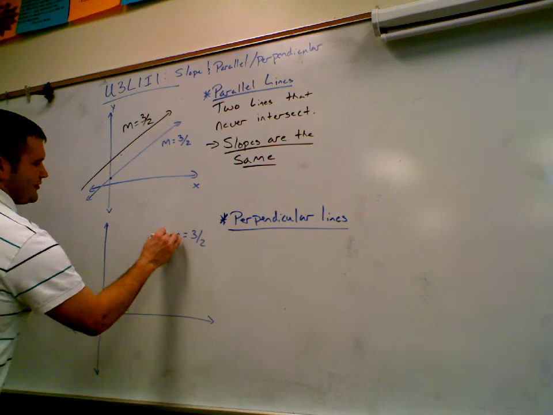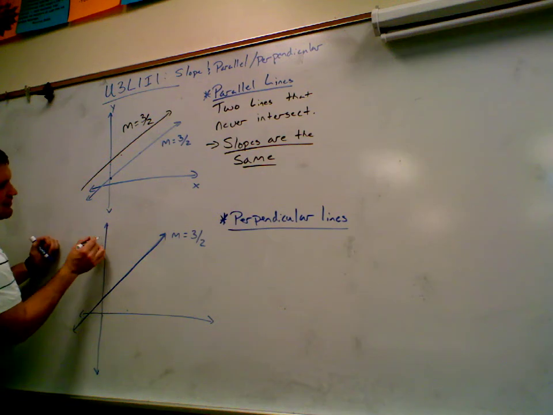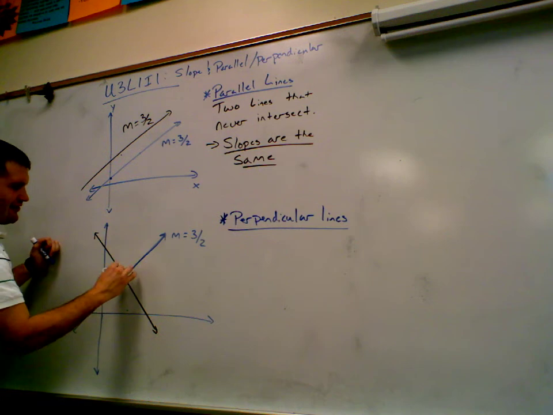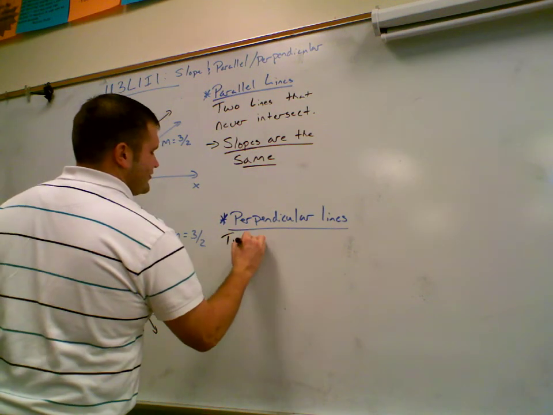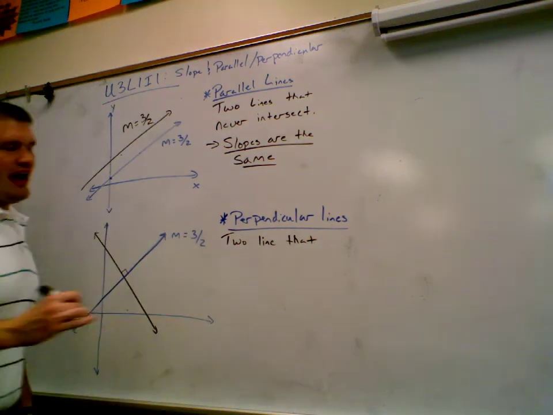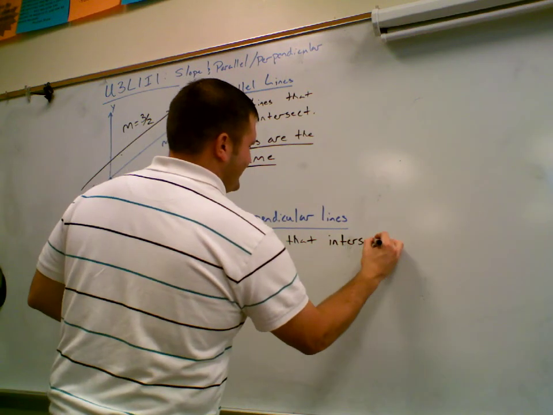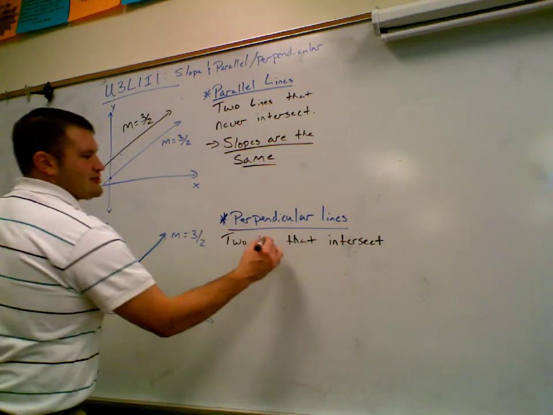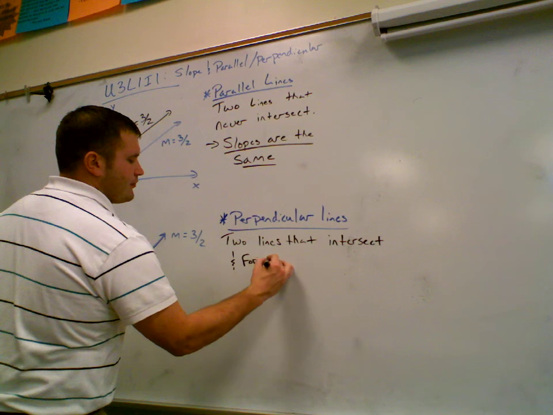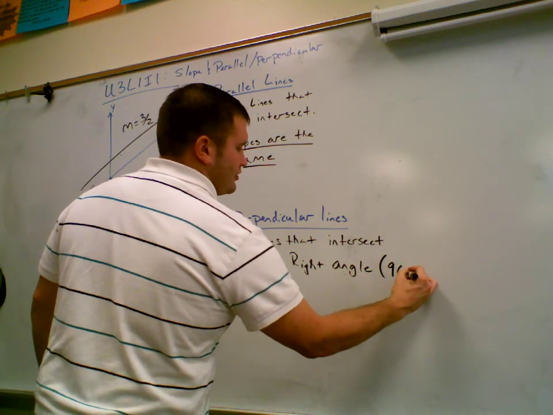It has to do with the angle formed. What type of angle forms when they intersect? Not 180, not 360. 90. So perpendicular lines are two lines that intersect and form a right angle. Right angle means 90 degrees.